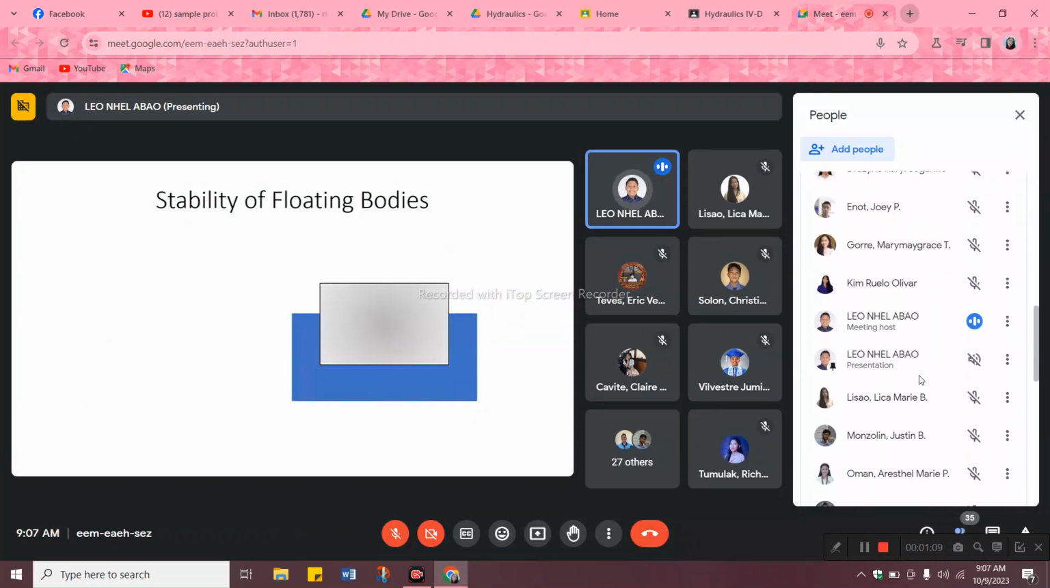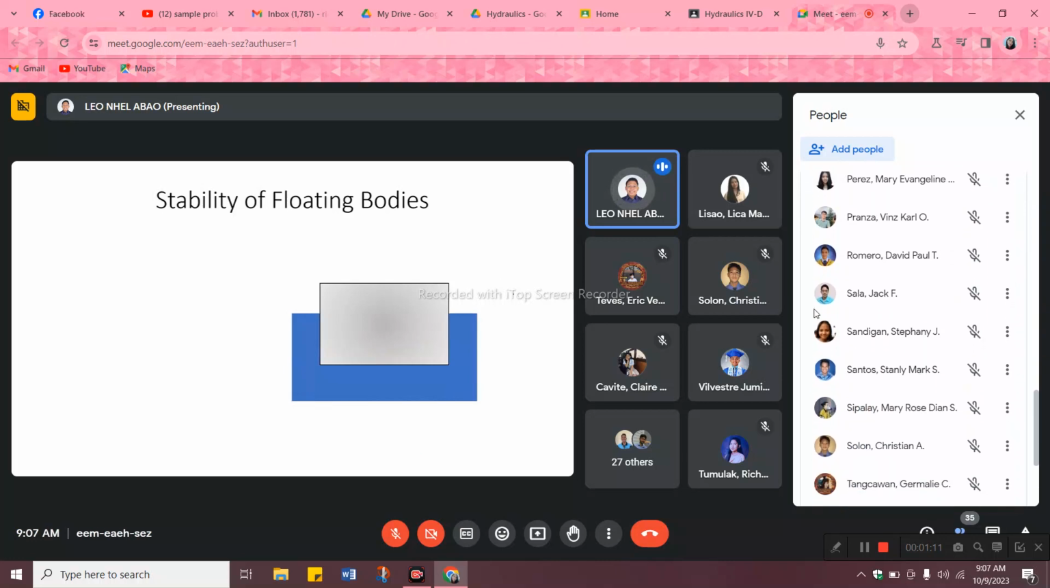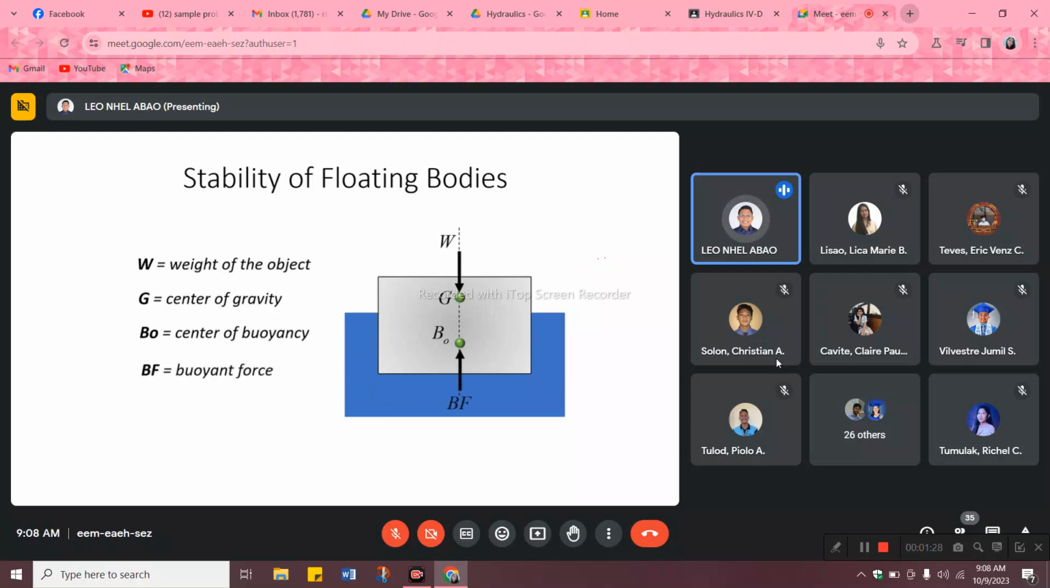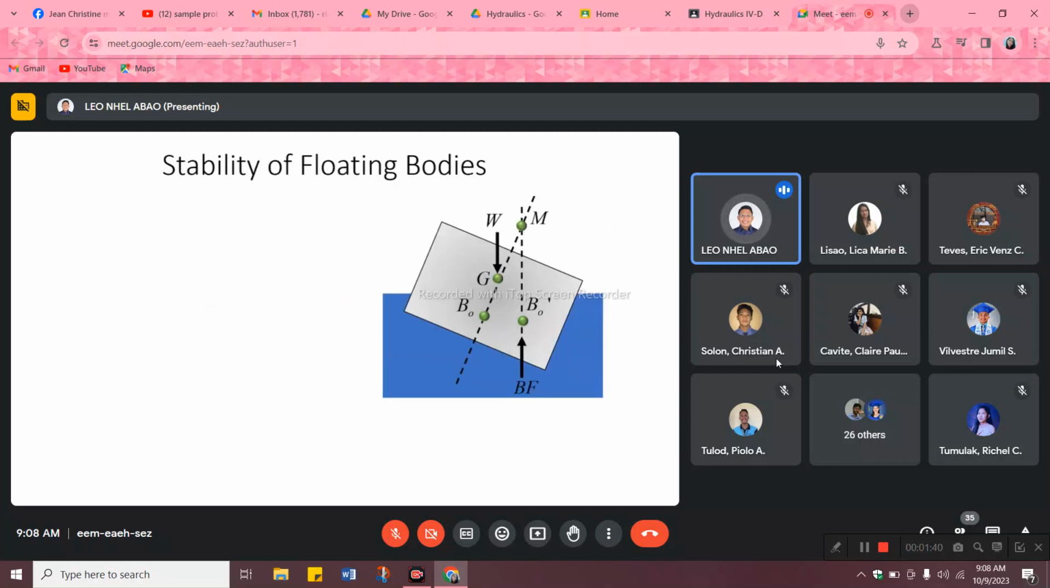So let's say we have a body submerged in water. The object has weight, W, acting at the center of gravity. You will notice the notation here, BO, which is the center of buoyancy. At the center of buoyancy, the total buoyant force acts, similar to the center of pressure, but this time it is the buoyant force. Okay? We will explain this further in the next slide.